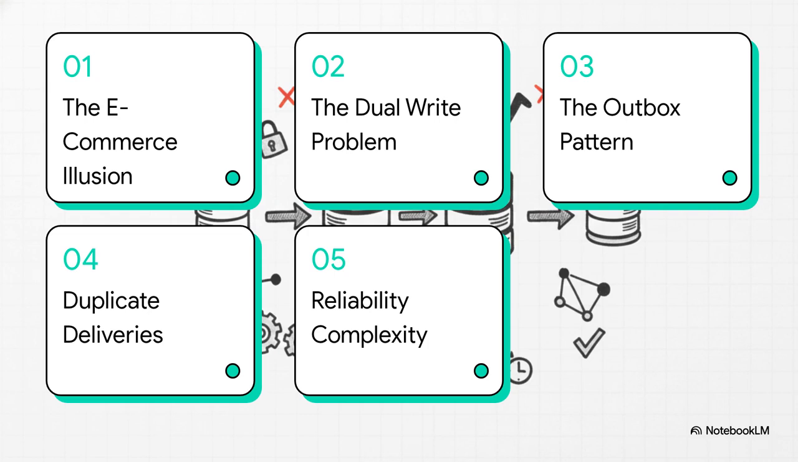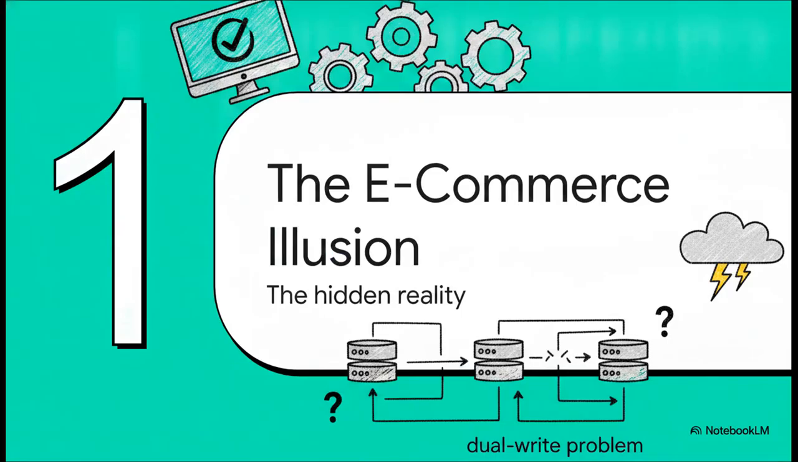We'll be covering 1. The e-commerce illusion, 2. The dual write problem, 3. The Outbox Pattern solution, 4. Handling duplicate deliveries, and finally, 5. Complexity for reliability. Let's start with Section 1, the e-commerce illusion, and the hidden reality.